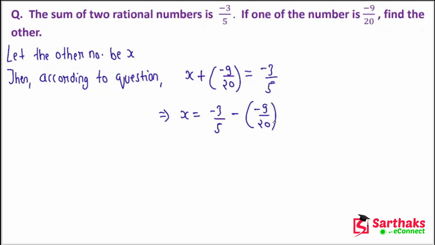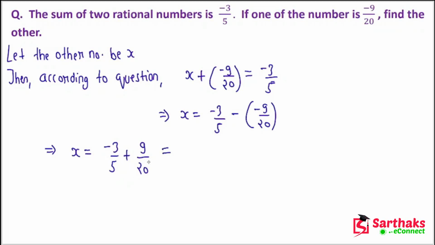Now how do we calculate it? To subtract any number from another number, we just have to add the additive inverse. So what we will do is we will add negative of minus 9 by 20 to minus 3 by 5. And what is the negative of minus 9 by 20? Plus 9 by 20. To find the negative, we just multiply with minus 1. Now you can clearly see this method is nothing. Minus 1 is getting multiplied with minus 1 and it is becoming plus. So this is the complete method.